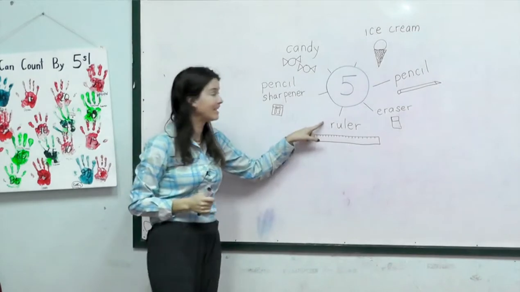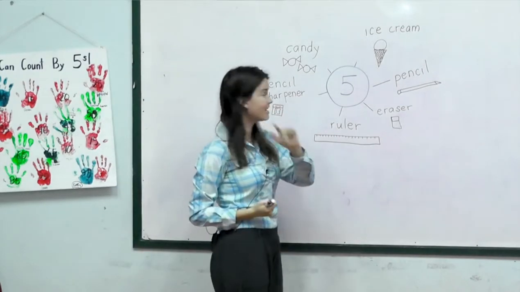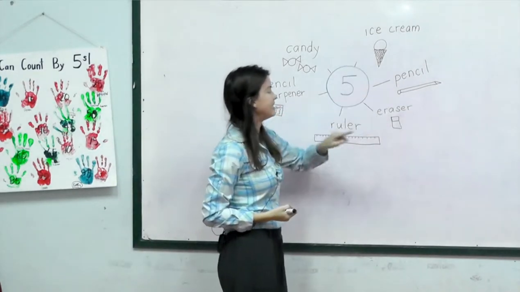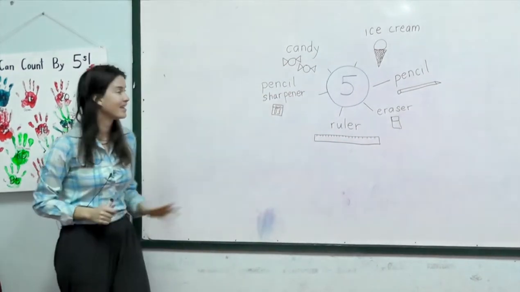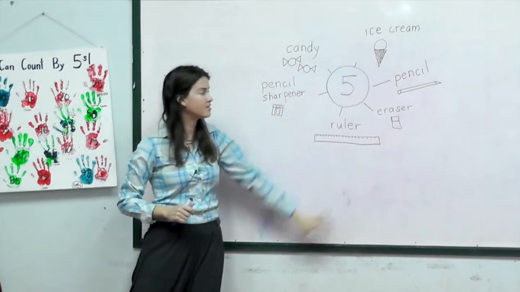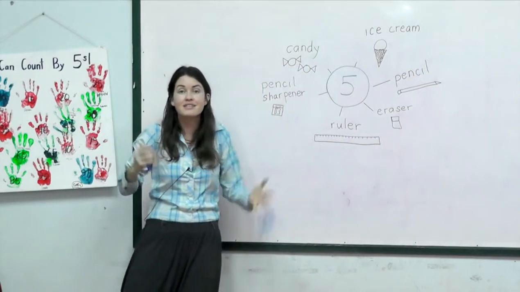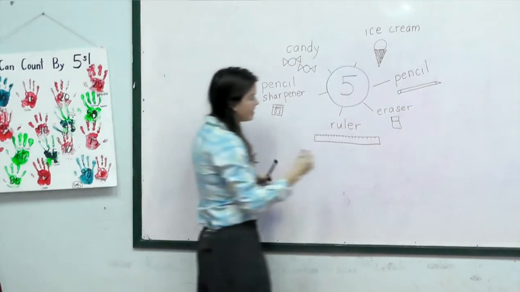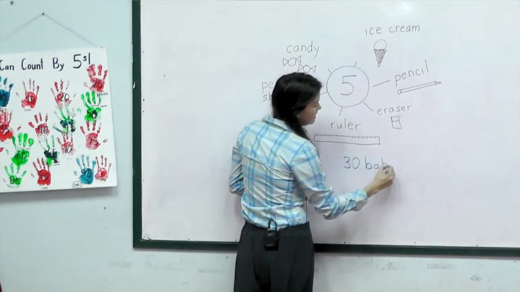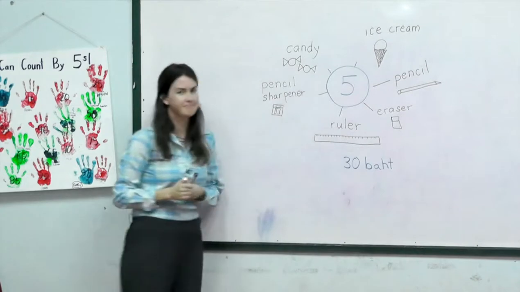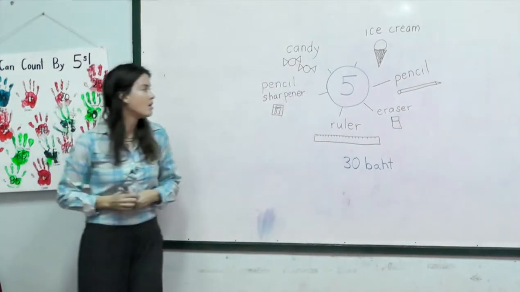We have 6 things. We're counting by 5s. 5, 10, 15, 20, 25, 30. If we want to buy all those six things, it would only cost us 30 baht. That's a great deal. Very nice. Pretty good, right? Not bad.